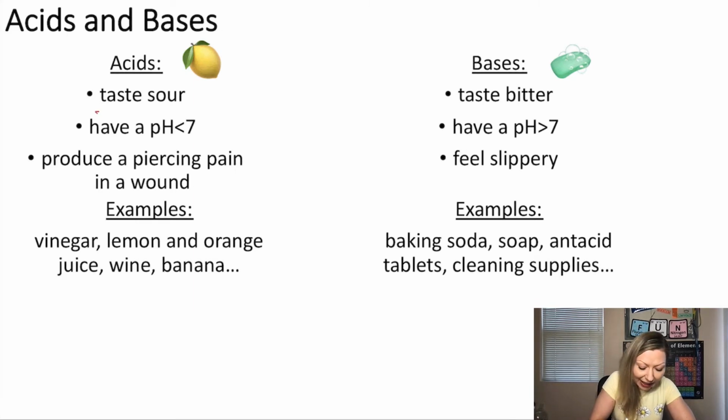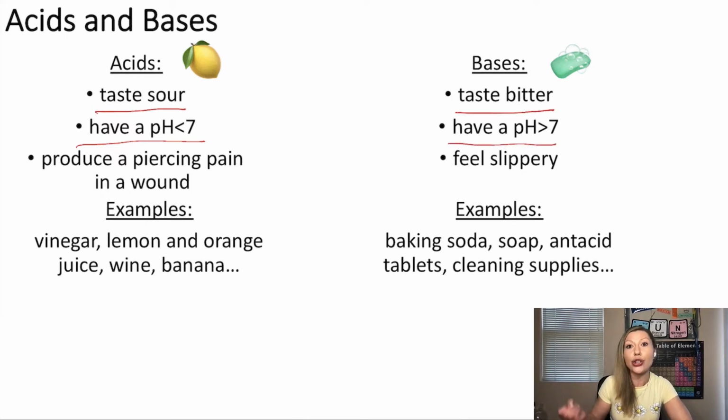Acids actually taste sour and they have a pH of less than 7. We are going to talk about the pH scale in more detail later. Bases taste bitter and they have a pH larger than 7. And then pH equals 7 is neutral, and water is actually neutral.